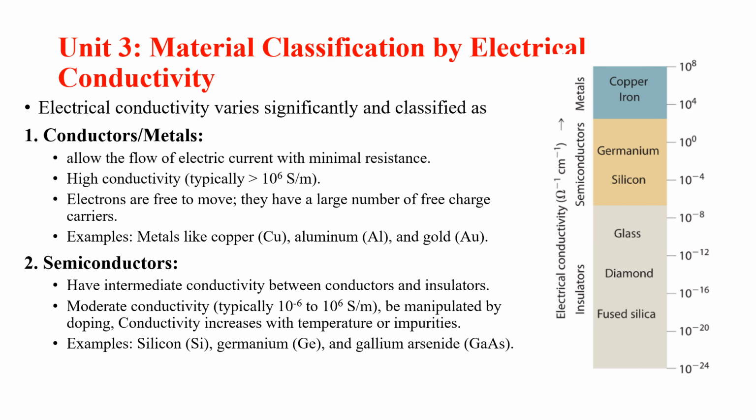Another classification of electronic material is semiconductors. These materials have intermediate conductivity between conductor and insulator. Semiconductors generally have moderate conductivity, typically in the range of 10 power minus 6 to 10 power 6 Siemens per meter, which can be manipulated or adjusted by doping or by changing the temperature. The conductivity in a semiconductor increases with the temperature or impurity.